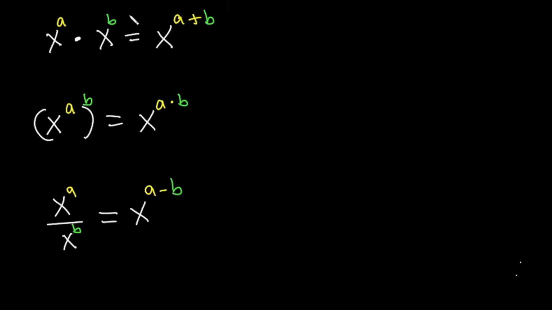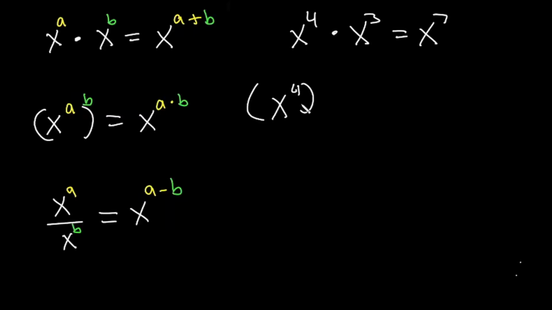Next, some exponent rules. If you multiply two exponents of the same base, you add the exponents. Such as if you have x to the fourth multiplied by x to the third, you would get x to the seventh power, because you add the exponents. If you raise an exponent to another exponent, you multiply the two exponents. So you have x to the fourth raised to the third power, you would get x to the 12th.